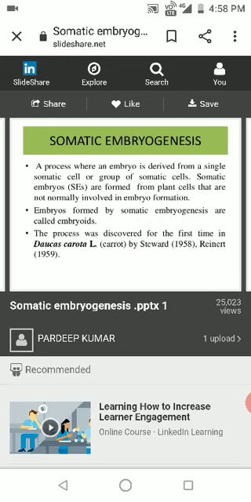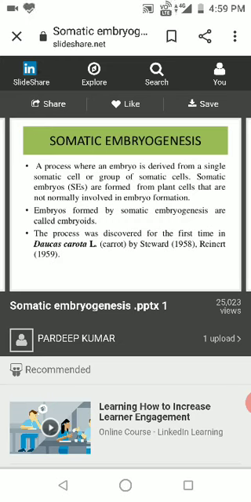Somatic embryos are formed from plant cells that are not normally involved in embryo formation. So we know that leaf cells, stem cells, and root cells are not cells involved in the formation of an embryo. The involved cells are pollen grains and ovules. So when these uninvolved cells form somatic embryos, that is somatic embryogenesis.